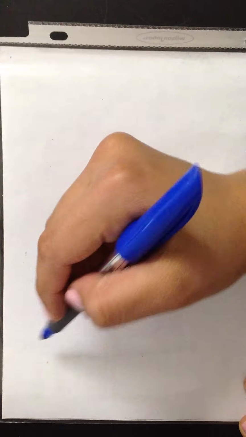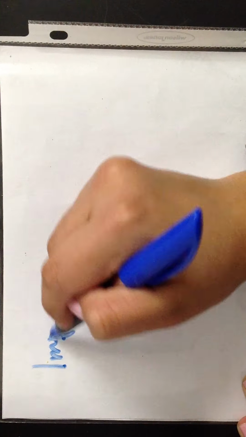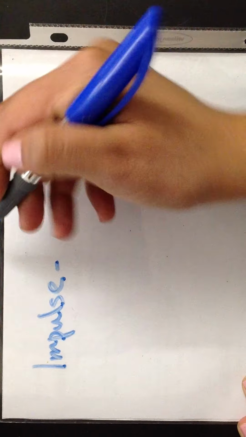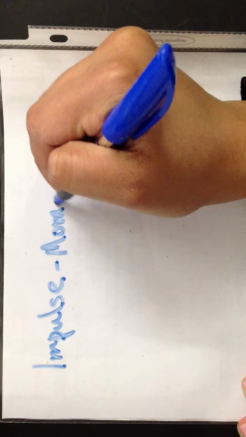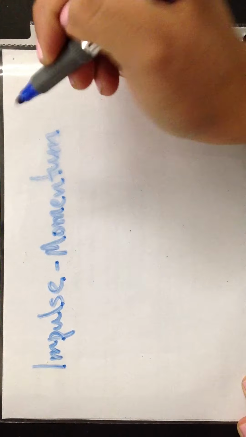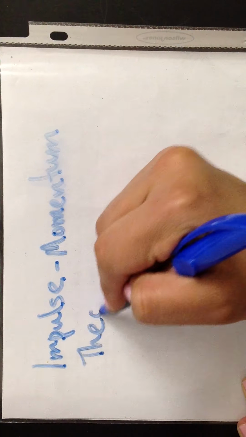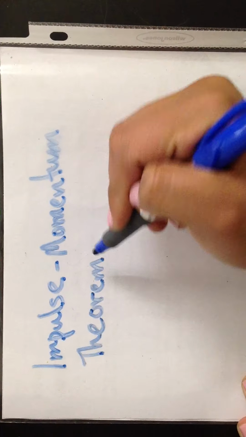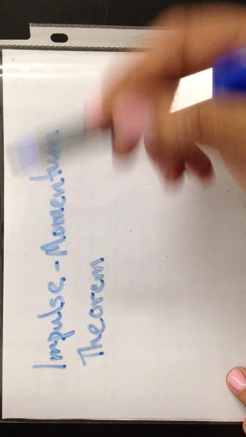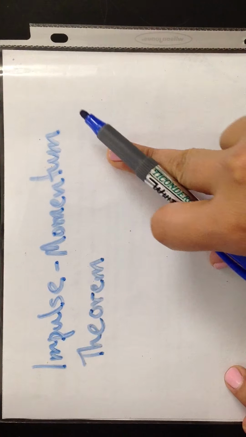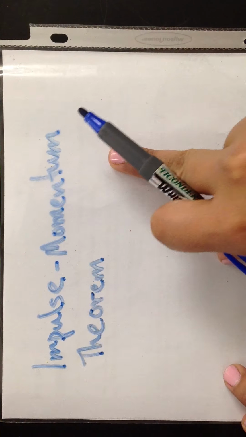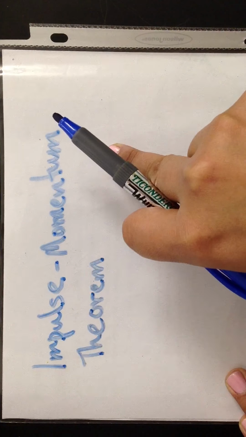Okay, so for this video, we're going to be reviewing the impulse-momentum theorem. Basically this is relating impulse and momentum. So let's start off first with what momentum is and how we actually calculate it.